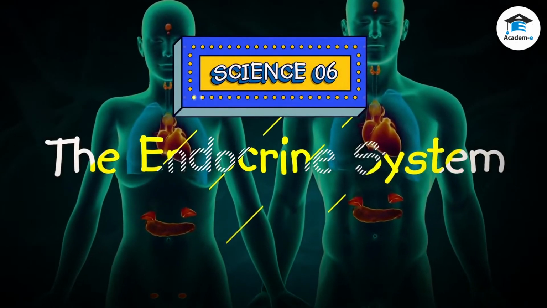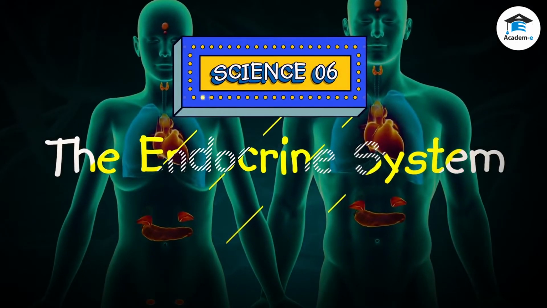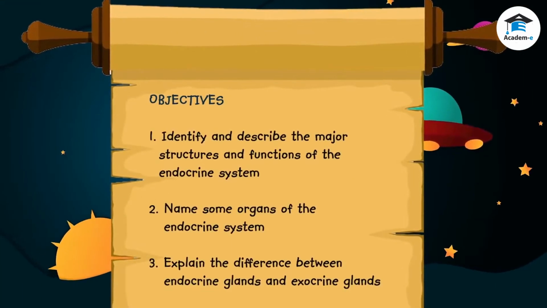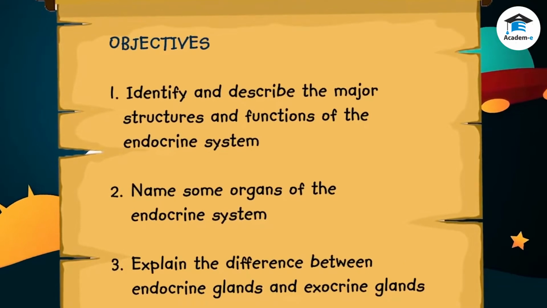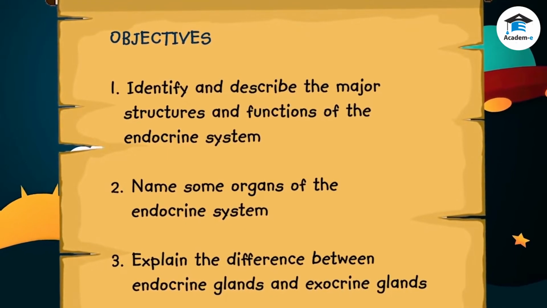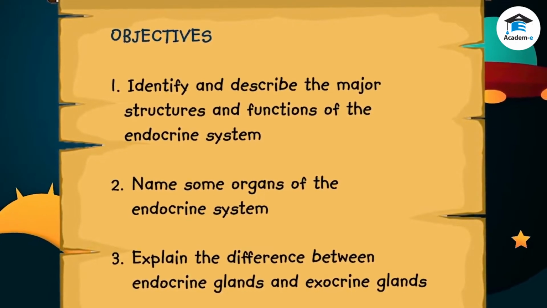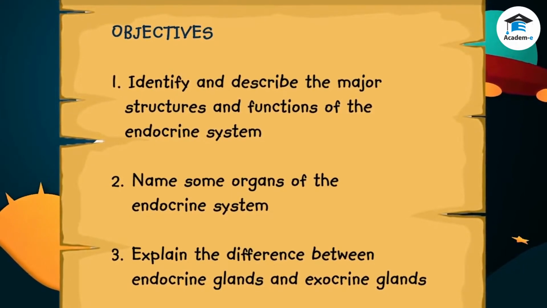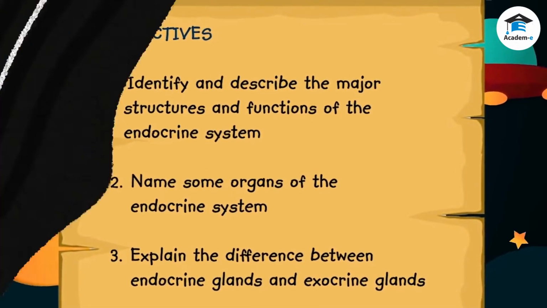Science 6, the endocrine system. Objectives. At the end of the lesson, you should be able to identify and describe the major structures and functions of the endocrine system. Name some organs of the endocrine system. Explain the difference between endocrine glands and exocrine glands.